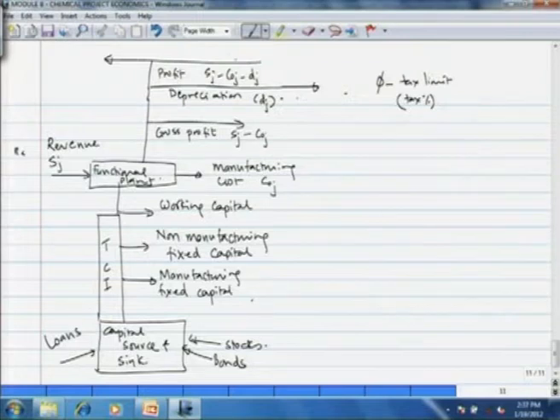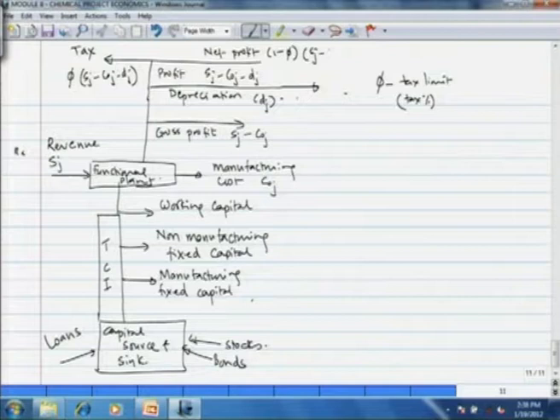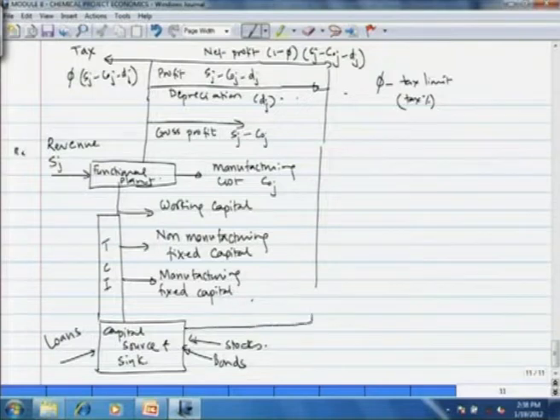So out of this profit, the tax goes as phi into Sj minus C naught J minus Dj, and the net profit that is retained by the company is 1 minus phi into Sj minus C naught J minus Dj. Now this net profit together with the depreciation fund returns back to the capital source. Now this much is the net cash accrual of the company. The company may consider investing it further in the business.